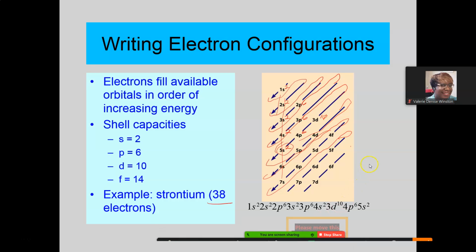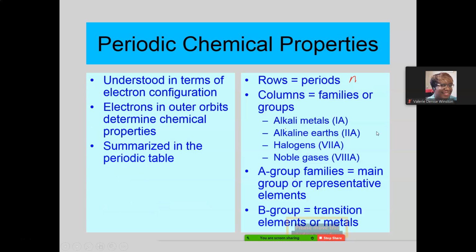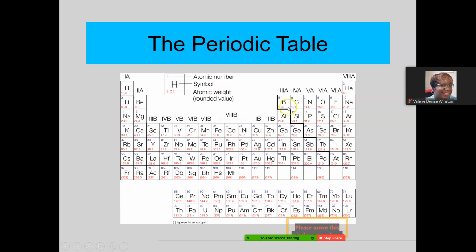All right, so you see how this works? It's rather bizarre, but it works. Okay, this shows how these things fill, and that's exactly how it does in the periodic table.